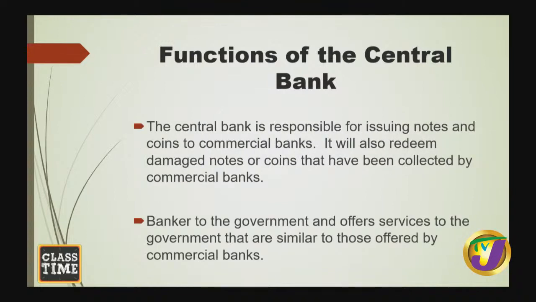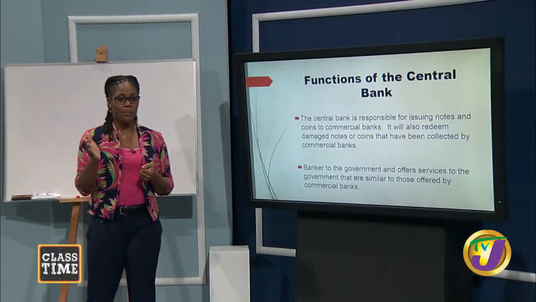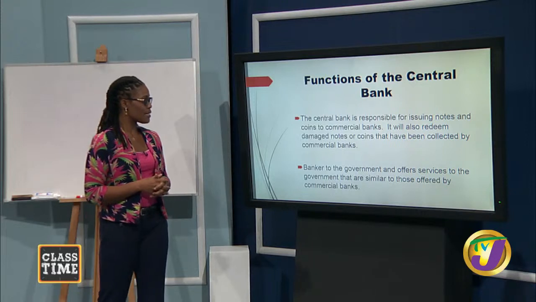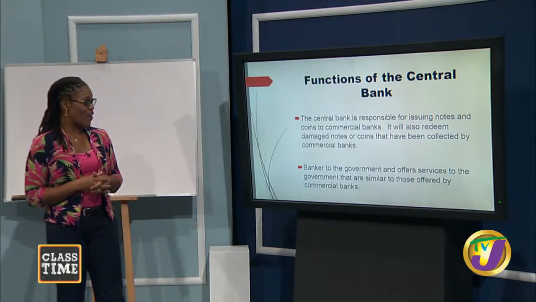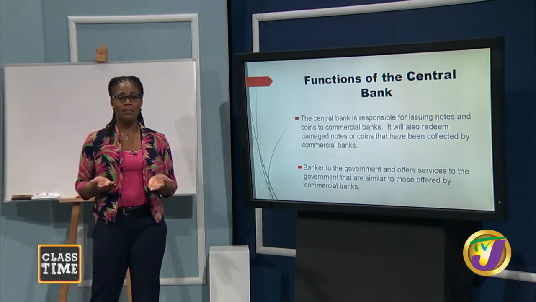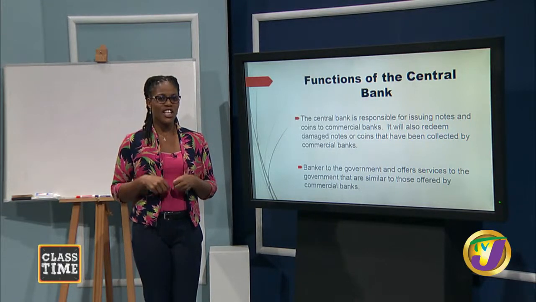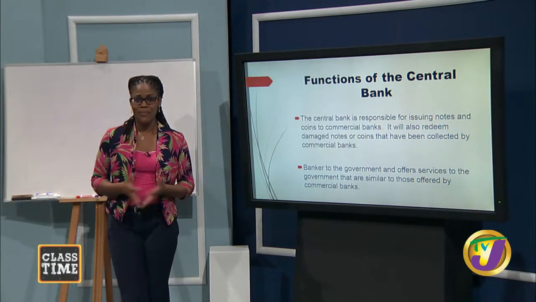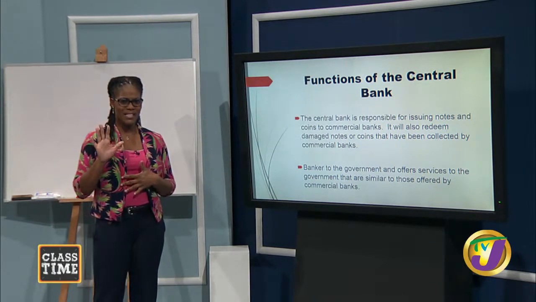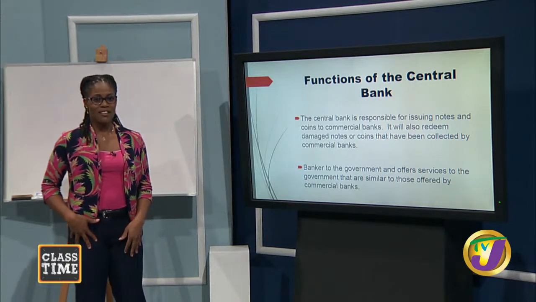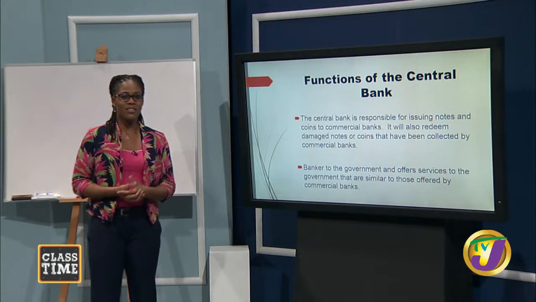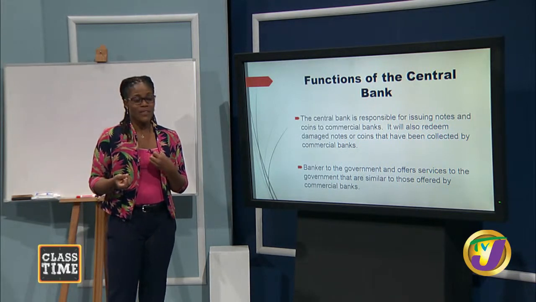Now, the central bank is responsible for issuing notes and coins to commercial banks. Yes, so when you go to the ATM and you see those nice crispy notes coming out, looking like they were just manufactured, they might be coming straight from the central bank directed to the commercial banks. Now, it will also redeem damaged notes or coins that have been collected by commercial banks. So sometimes we do transactions and persons are giving us change and the notes look torn, visibly dirty, and the coins have signs of rusting, and you might be hesitant. I don't want any dirty money in my purse, right? So you normally get them from the taxi drivers, the conductors, just about anywhere. They want to get rid of this money, right?